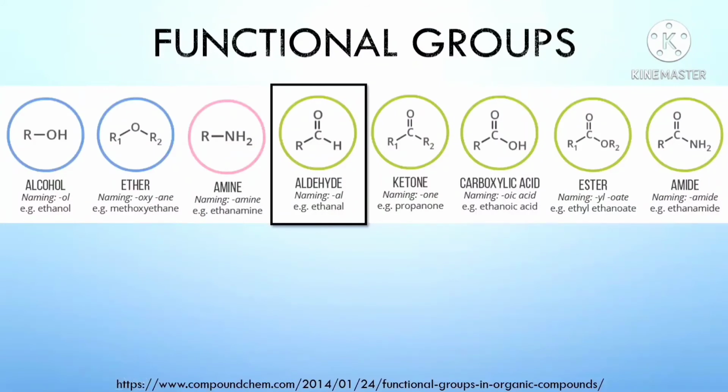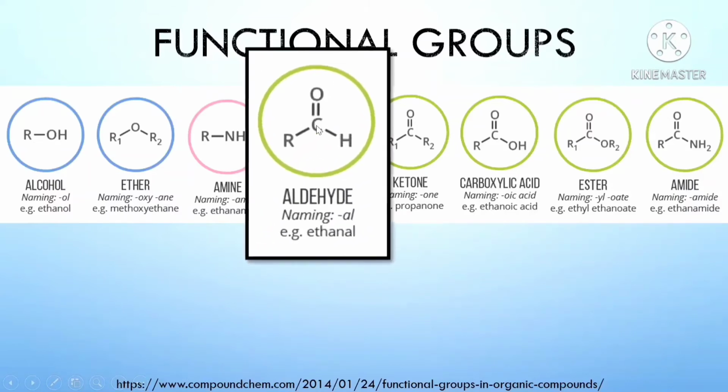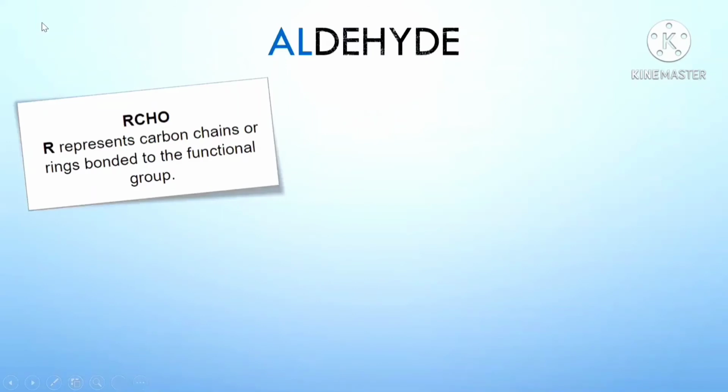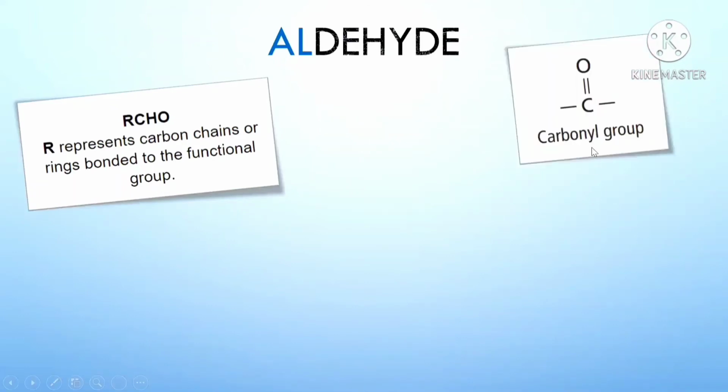This time, we study the nomenclature of organic compounds containing the carbonyl group, or the C double bond O. The carbonyl group is present in all of these functional groups: aldehyde, ketone, carboxylic acid, ester, and amide. The functional group of an aldehyde is a carbonyl group bonded to a hydrogen atom. The general formula is RCHO, where R represents carbon chains or rings bonded to the functional group. We call this C double bond O a carbonyl group.